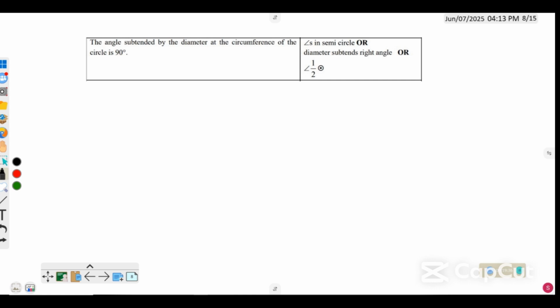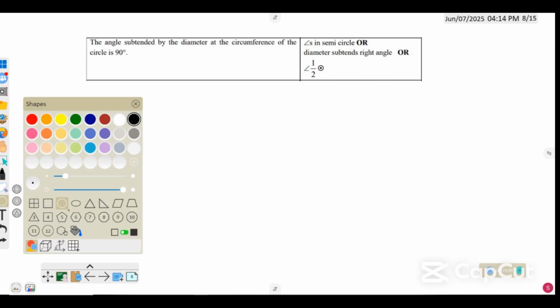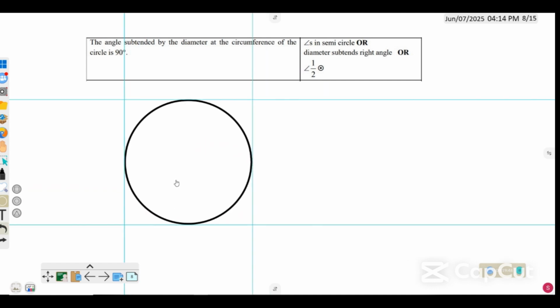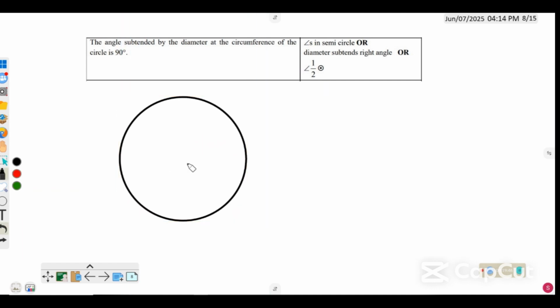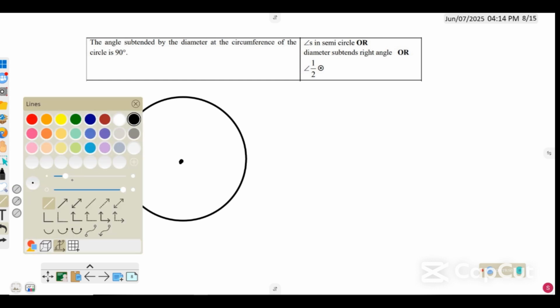The angle subtended by a diameter at the circumference of the circle is always 90 degrees. Okay, so be careful of this one. It's a special case of angle at the center, right? And you don't have to know this proof. They barely examine this. Up to so far, we know 3 proofs, right?